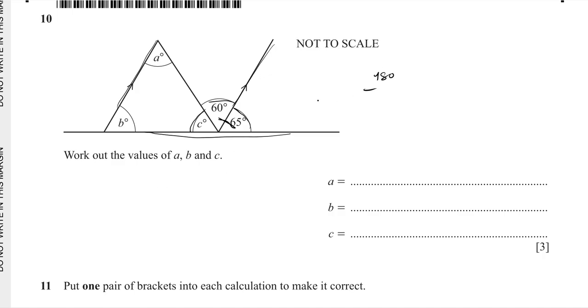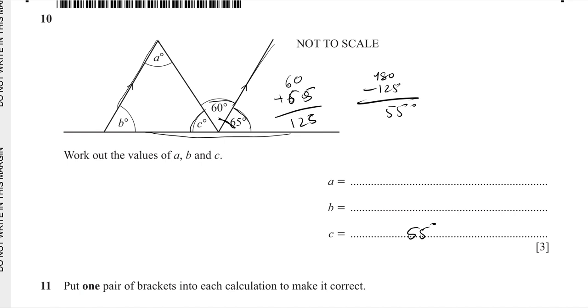So 180 minus these two, which are 60 plus 65 equals 125. So the answer should be 55 degrees. So C equals 55 degrees.